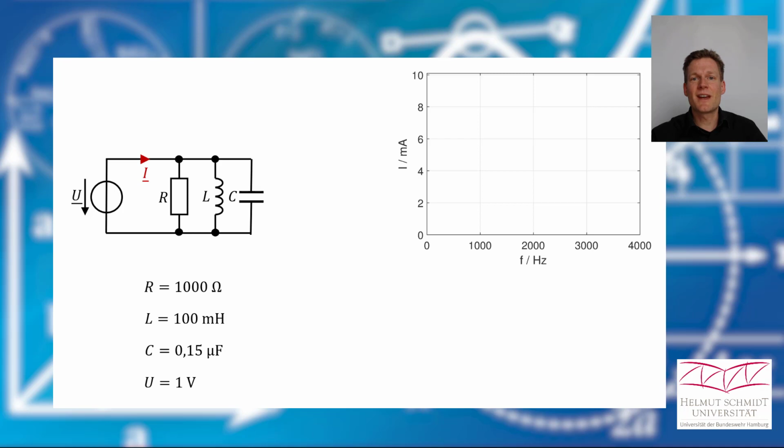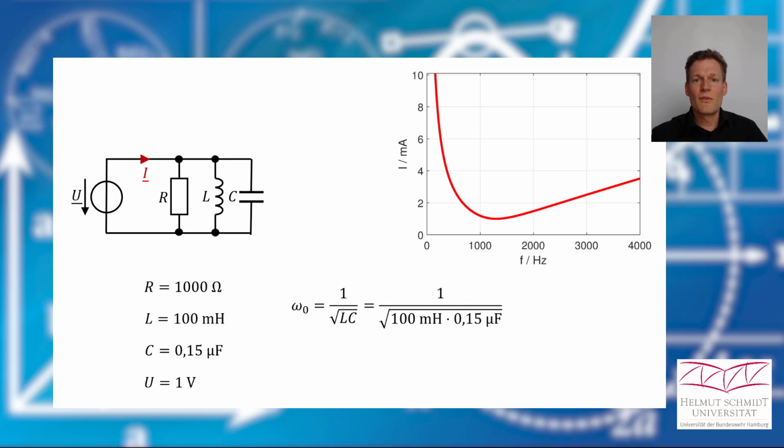With the same values as we had before, I made another simulation, and the current here looks like this. And again, we know the resonant angular frequency is this here. With our number values, it just leads to the same value as before, and we can calculate the resonant frequency value, and this is again 1300 Hertz. So, as before.